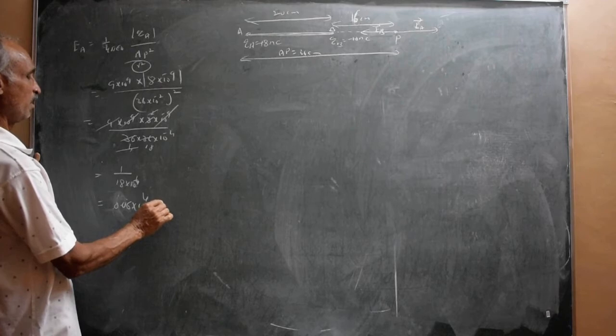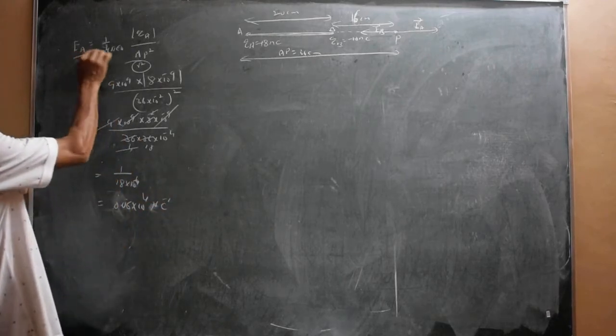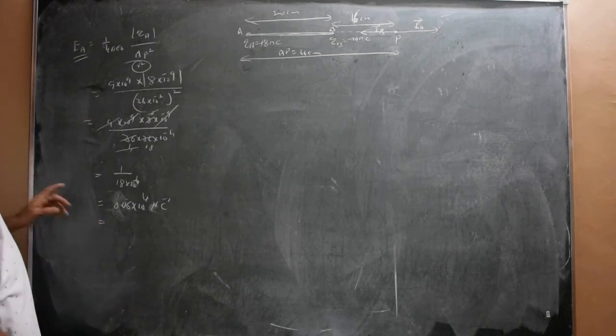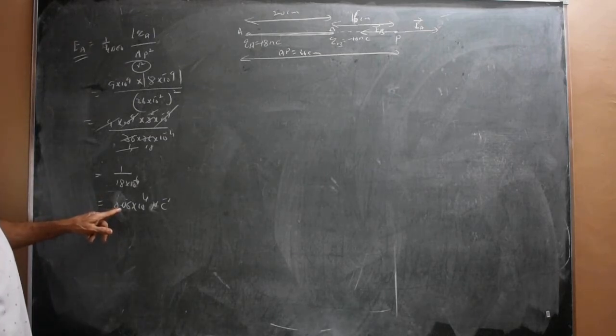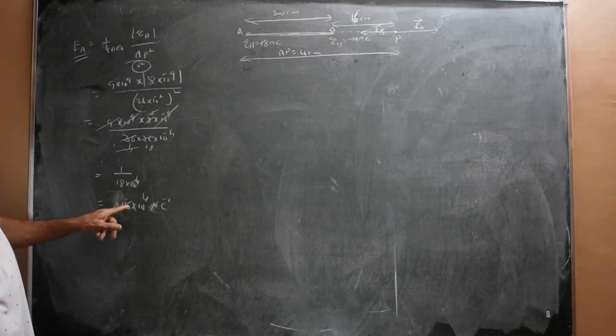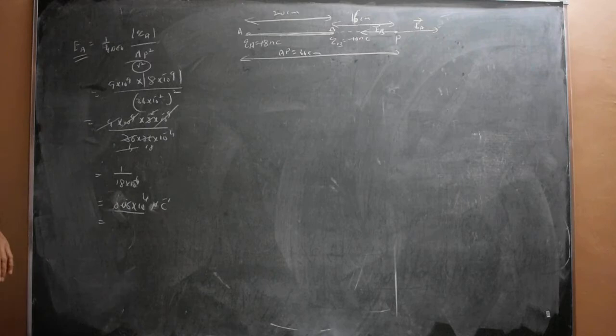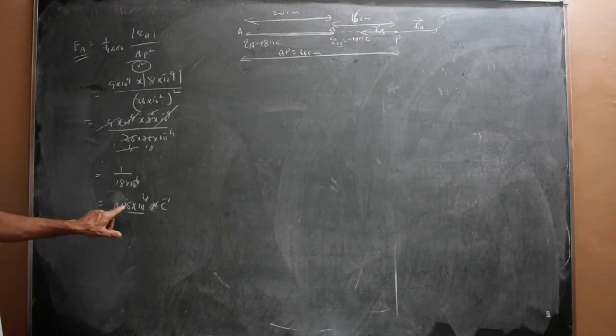Newtons per coulomb. The unit of electric field is newtons per coulomb. But it is not in accordance with the convention, it is 0.06 into 10 to the power of 4. While expressing big numbers in terms of powers of 10, the base number should be within 1 to 10.